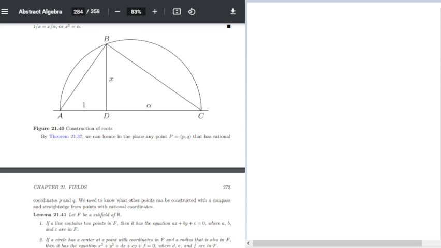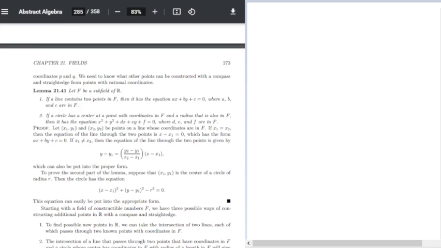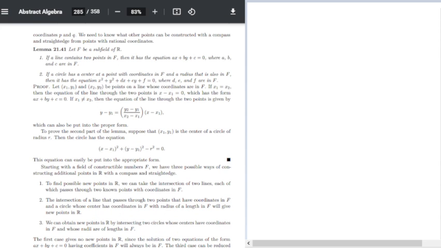By theorem 21.37, we can locate in the plane any point P equals (p, q) that has rational coordinates p and q. We need to know what other points can be constructed with a straight edge and compass from points with rational coordinates. So, lemma 21.41. Let F be a subfield of R.